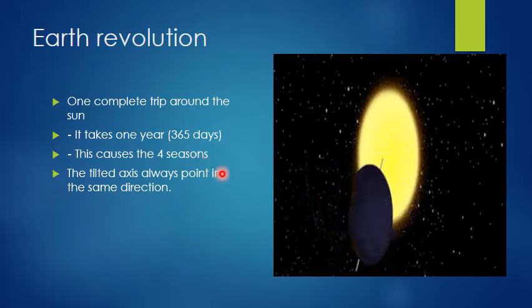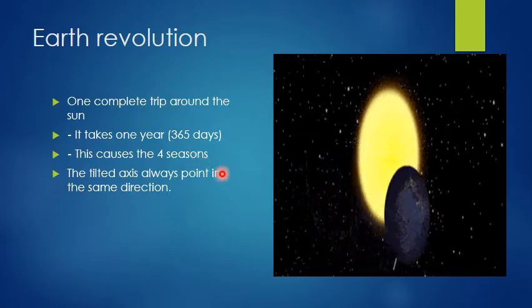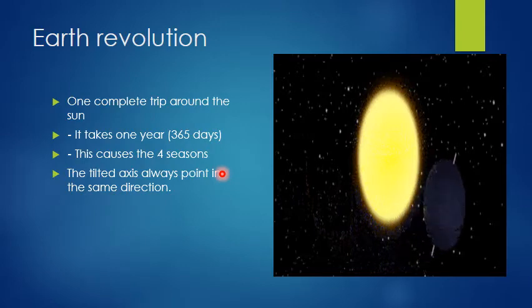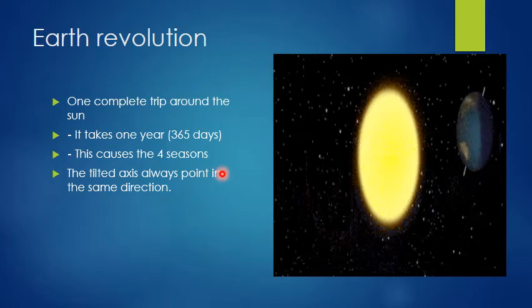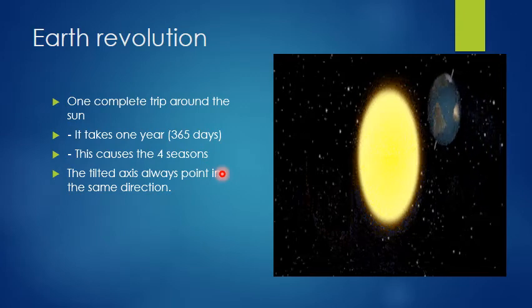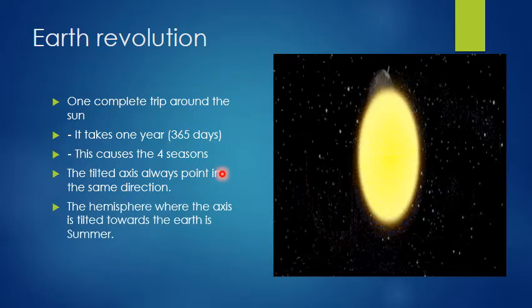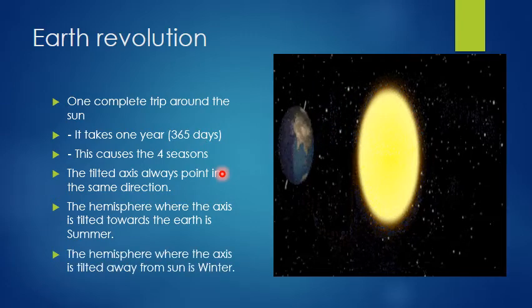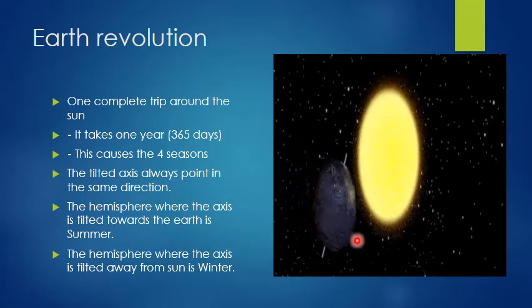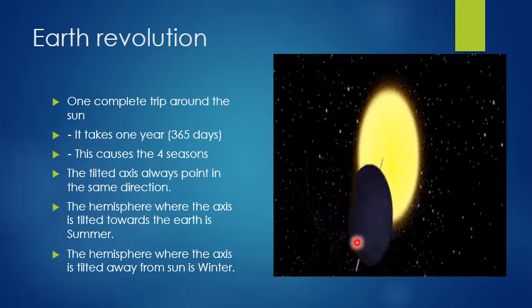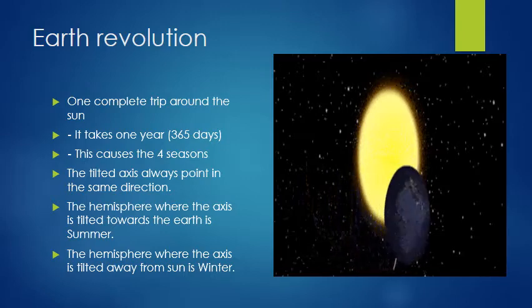And this is what causes the 4 seasons, because at some point some places will be closer to the sun, so this will cause summer, and the other parts will be away from the sun, and this will cause winter. So the hemisphere where the axis is tilted towards the sun is summer, while the hemisphere where the axis is tilted away from the sun, like in this particular spot, is winter.